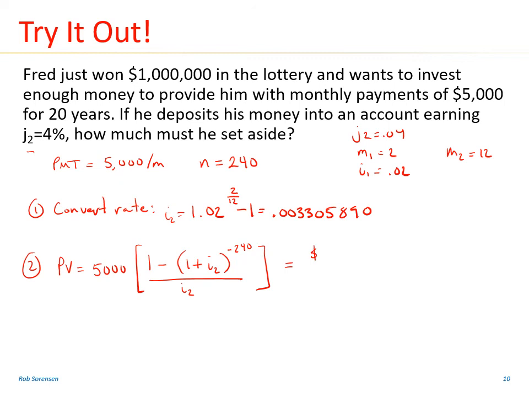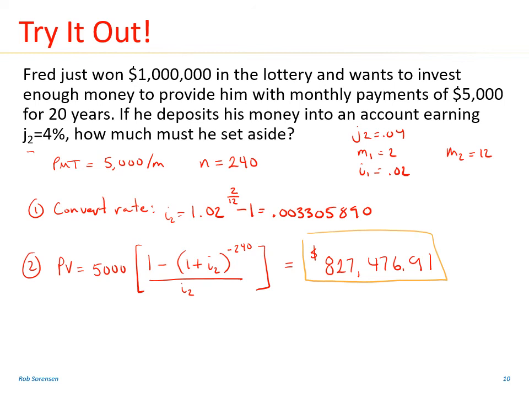And if we work that out, $827,476.91. So that's how much Fred should put aside out of his lottery winnings. So the remaining 170,000 or so, I guess he can go out and maybe buy himself a sports car or something fun and enjoy it. And he can rest easy knowing that he'll still get $5,000 a month for the next 20 years.